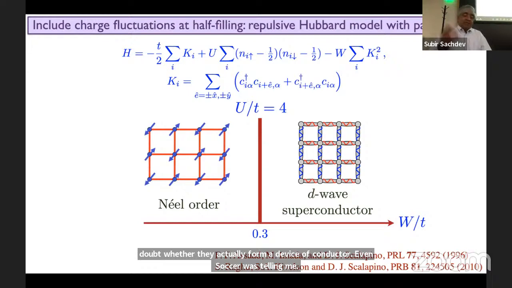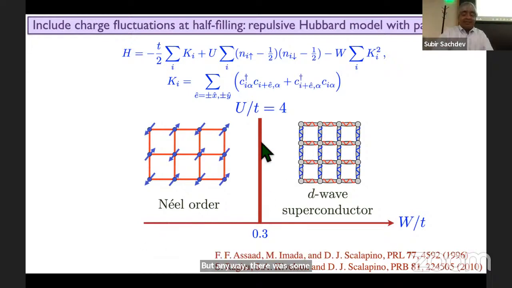But so one possibility would be then that there's actually a second order critical point. And that's described by some new deconfined critical theory. And these are the two confining phases on either side. But that's not essential for anything I'm going to say about the doped case.